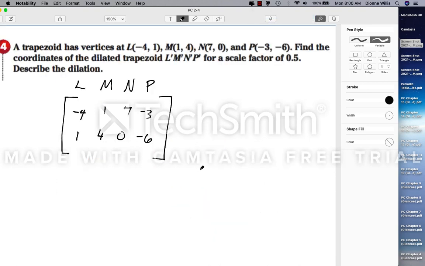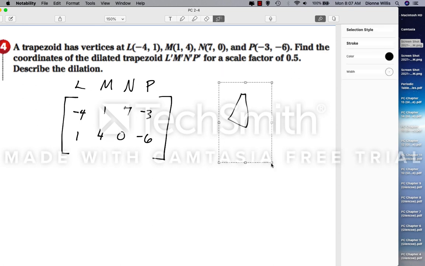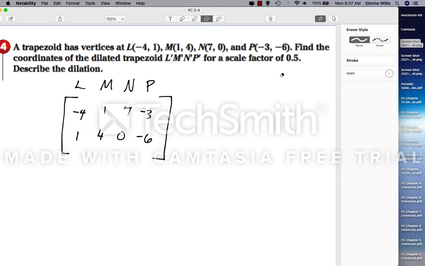So for our final example, we have a trapezoid P, and it has these vertices, so I made the matrix for us. Find the coordinates of the dilated trapezoid. Remember dilation? We get a picture, and then we can either make it larger or smaller. Find the coordinates of the dilated trapezoid with a scale factor of 0.5 and describe the dilation.